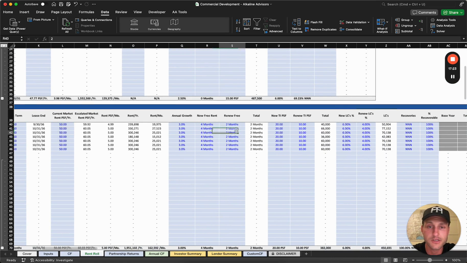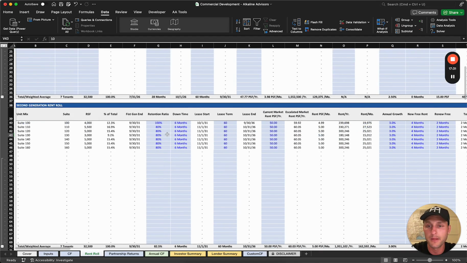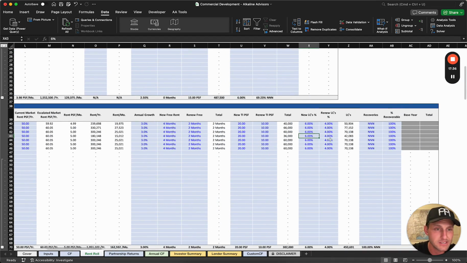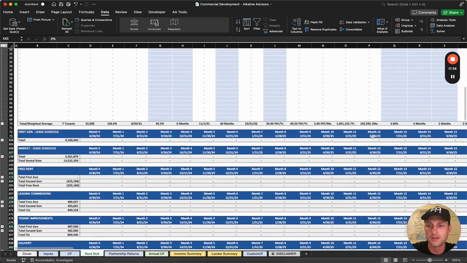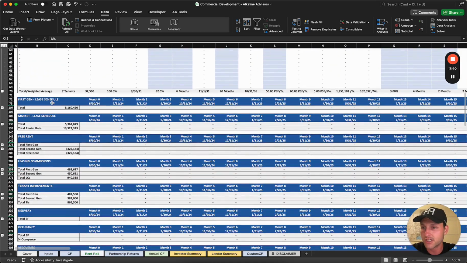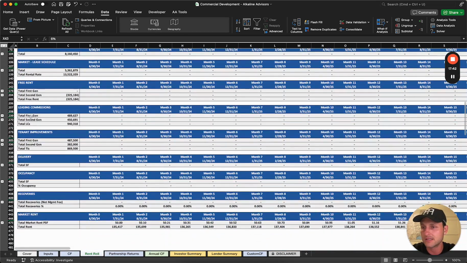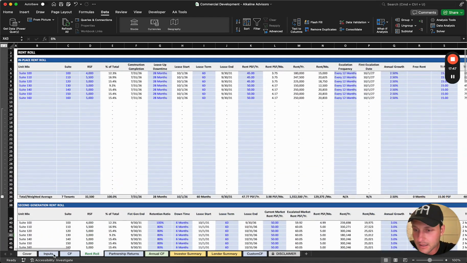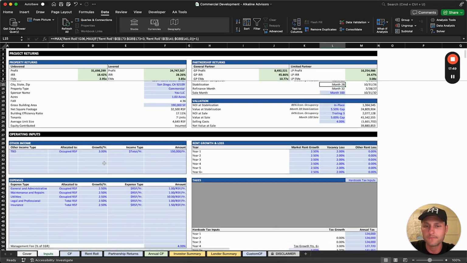New free rent versus renewed free rent, if there's a difference. New TIs versus renewal TIs, because you might have different TIs for different groups. And because of the probability, we're taking a percentage of this versus a percentage of this. Same thing with leasing commissions and then the recoveries. And then underneath, we've got more cash flows for first generation, market, free rent, leasing commissions, and so forth. Let's jump back to the inputs tab now.